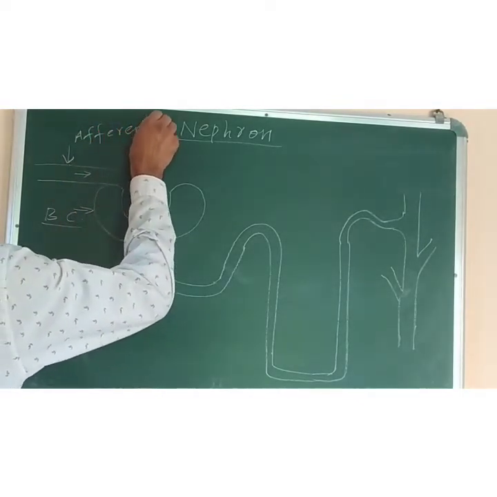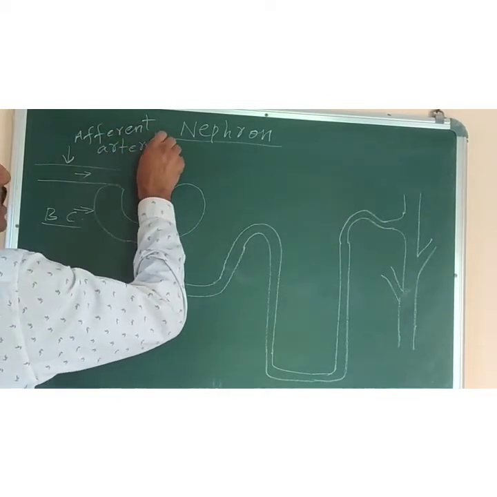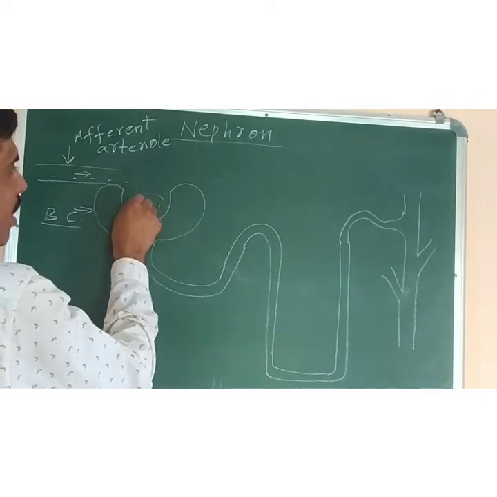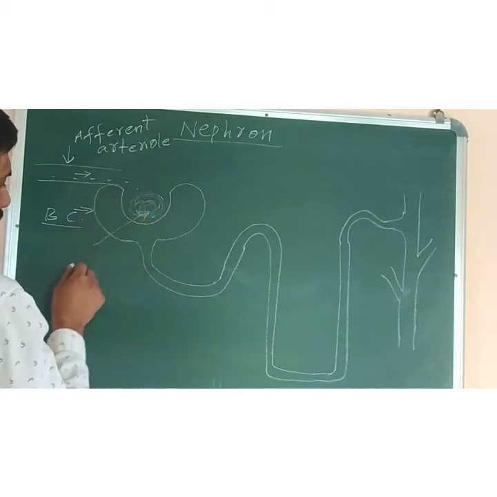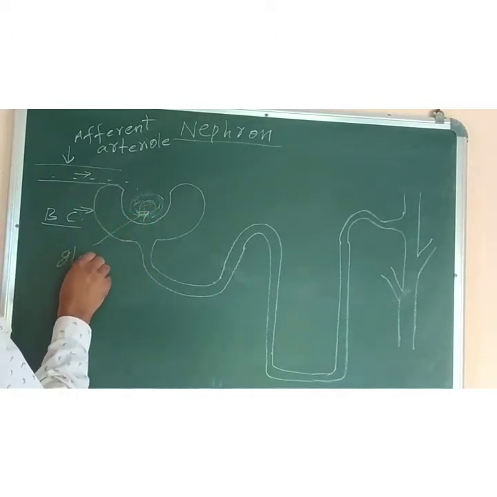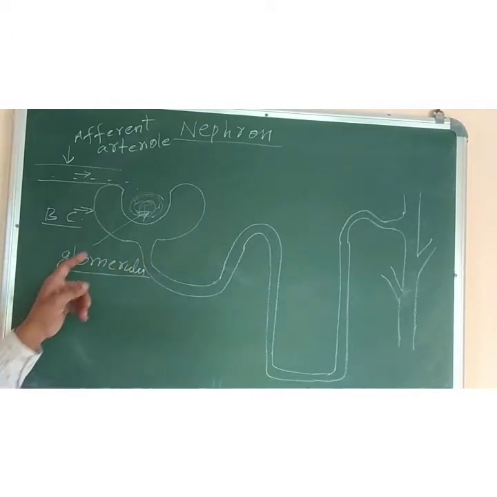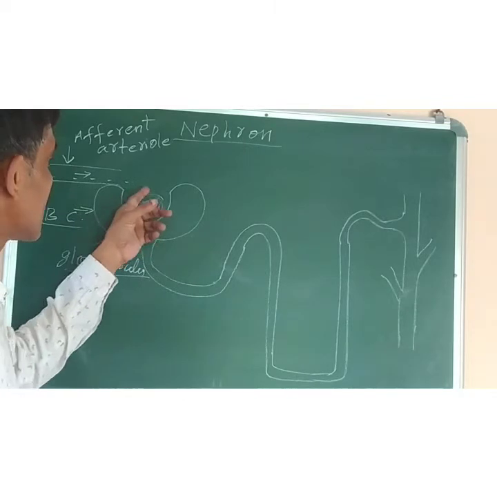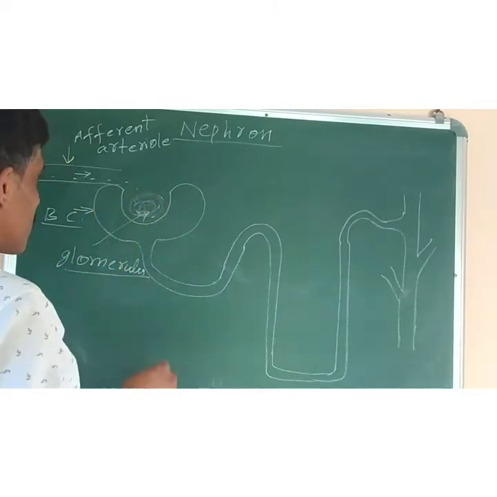A-F-F-E-R-E-N-T. Afferent arteriole. Now how is it formed? It is formed by the branching of the renal artery. So it will bring blood to this and it will form a tuft of blood capillaries here, that is called glomerulus. This structure is called glomerulus. Alright. So what is glomerulus? Glomerulus is a tuft of blood capillaries which is formed inside the Bowman's capsule, into the cavity of Bowman's capsule.